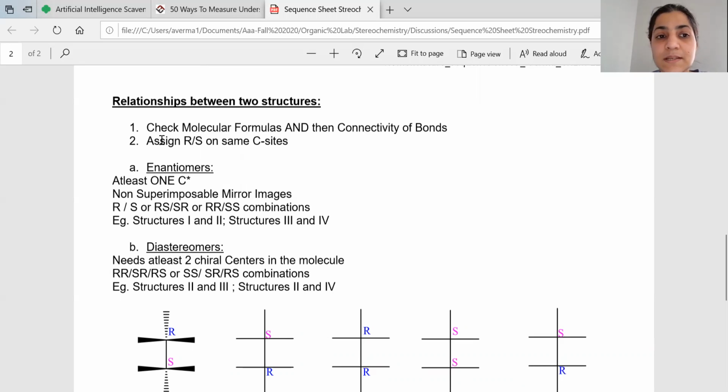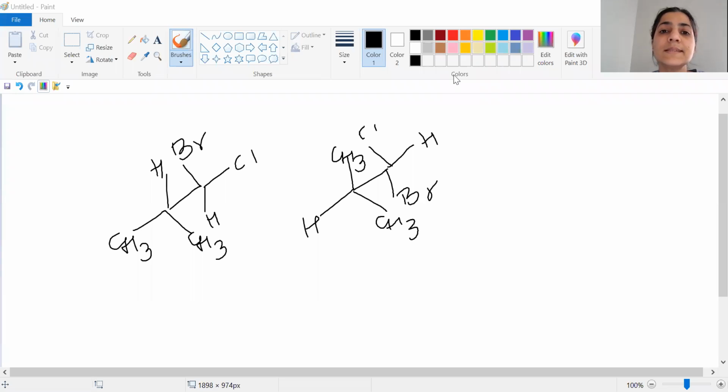If there is a possibility of being stereoisomers, then at all the chiral sites, you should assign the R and S configuration. Let's look at these two structures. I tried to draw them out in a Sawhorse projection. So this carbon is in the front and this carbon is at the back. Similarly, this carbon in the front, this carbon at the back.